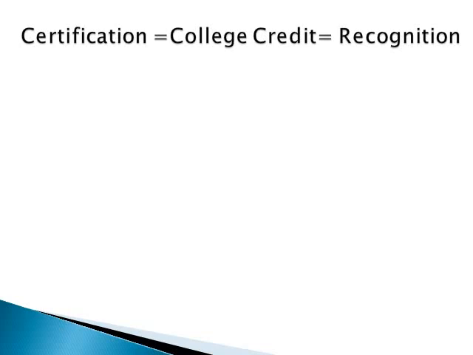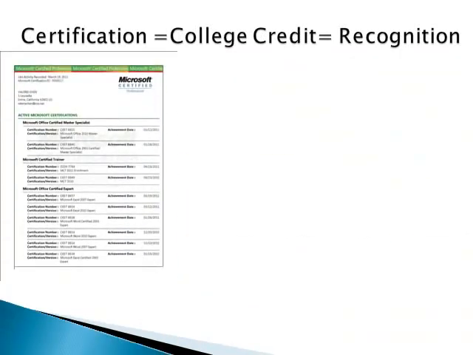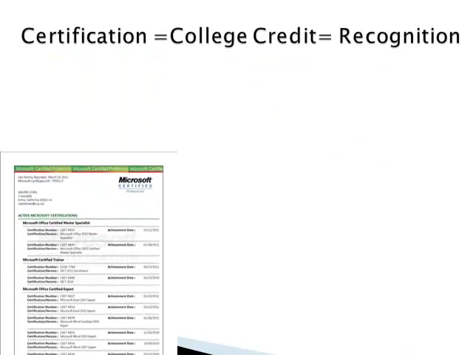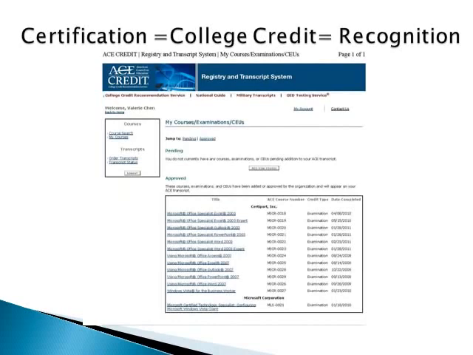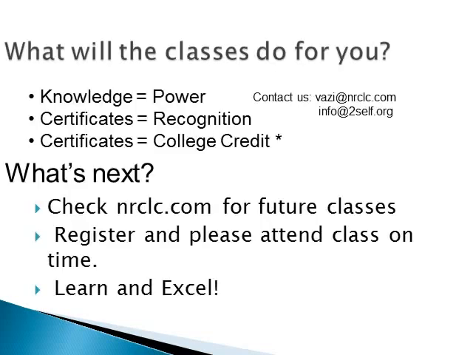Certification equals college credit, and college credit equals recognition. This is what you will get once you've passed all these exams. This is the college credit that you will receive once you've passed these exams. So what will the classes do for you? Knowledge equals power. Certificates equal recognition, and certificates equal college credit.